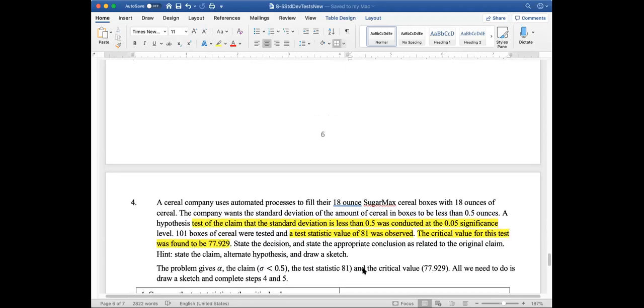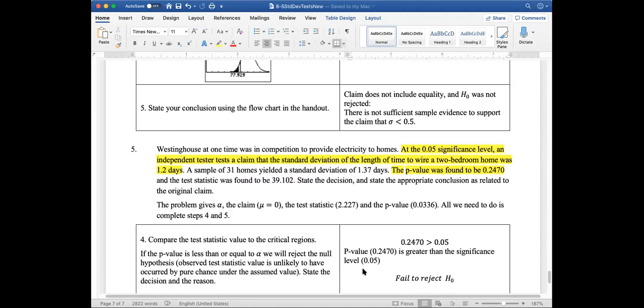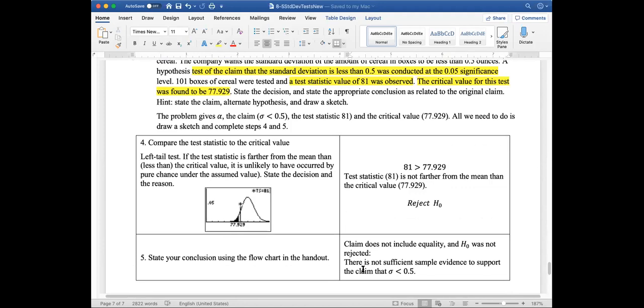Okay, now we've got a couple of short ones here. These are tests where they're not complete hypothesis tests as we've done before. They are partial hypothesis tests in the sense that we've got all the information in the problem to describe the claim, and we have the test statistic already calculated for us, and either a p-value or a critical value already given to us.